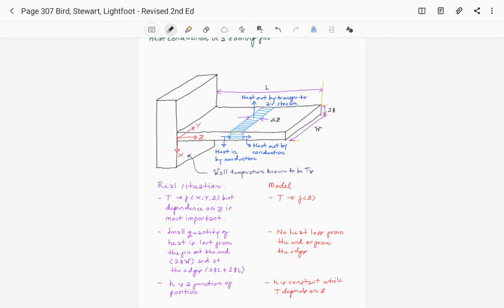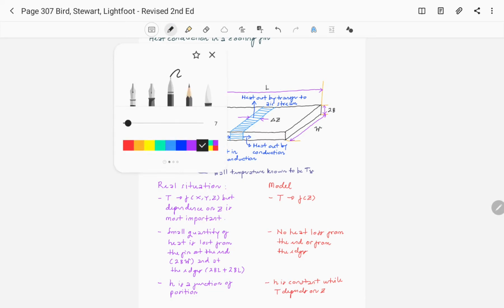Fins are normally used to increase the area available for heat transfer between metal walls and poorly conducting fluids such as gases. A simple rectangular fin is shown below. The wall temperature is TW.